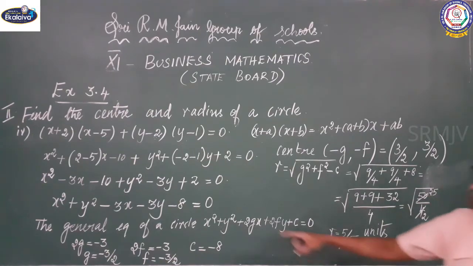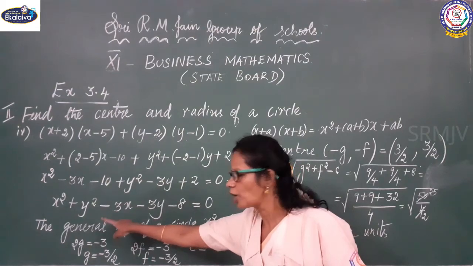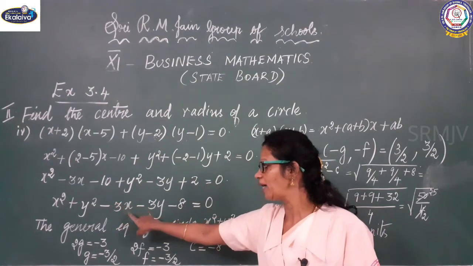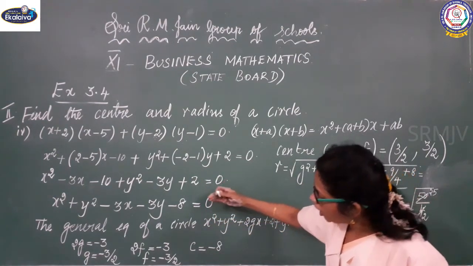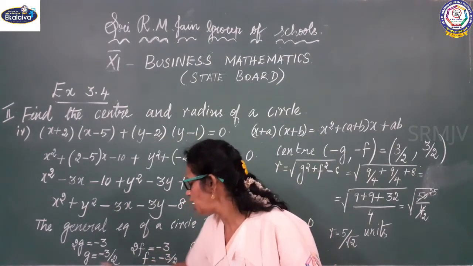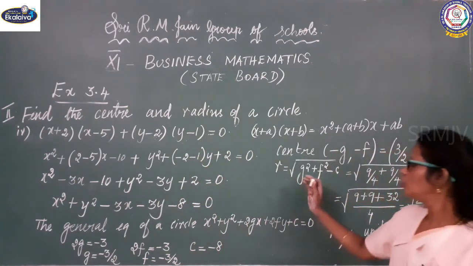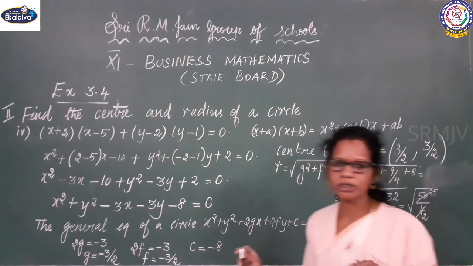Right? See, this is your given equation that you converted into the format x² + y² - 3x - 3y - 8 = 0. Then you related it with the general one. You arrived at the result as g, f and c. Using that you found the center and radius. Two things I have discussed today.